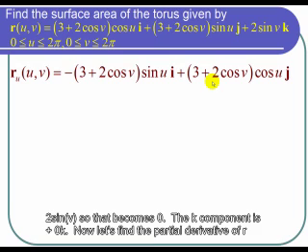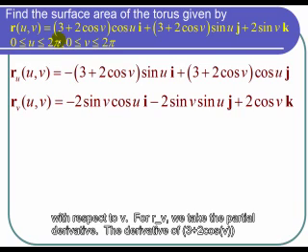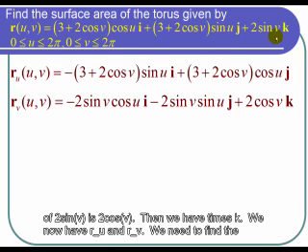So now let's find the partial derivative of r with respect to v. So for r_v, we take the partial derivative. The derivative of 3 plus 2 cosine of v is negative 2 sine of v, and then times cosine of u, i. Then we have, again, negative 2 sine of v times sine of u, j. And the derivative of 2 sine of v is 2 cosine of v, times k. So we now have r sub u and r sub v.